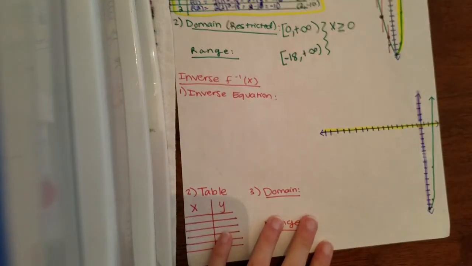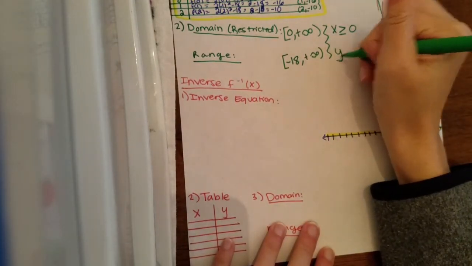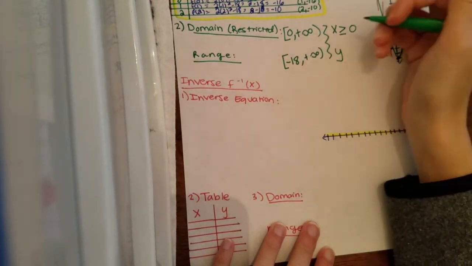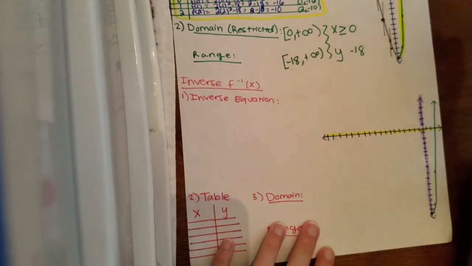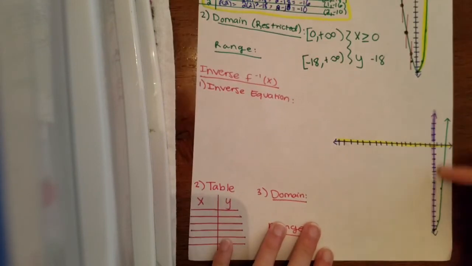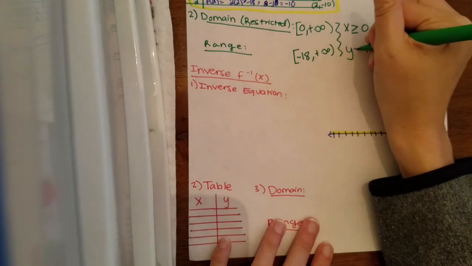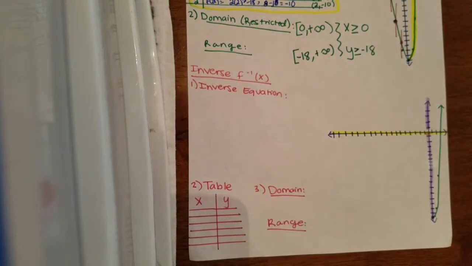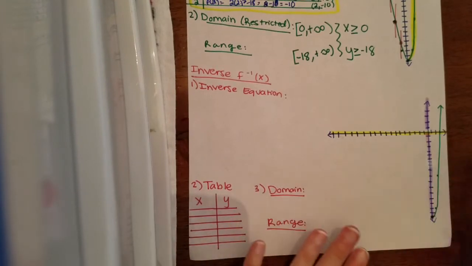Okay, and then our range, this is now y. And we have a -18 involved. You have to ask yourselves, are these values up here larger or smaller than -18? Well, the values up here are larger than -18, and we can equal -18. So we put greater than or equal to. So that is my current domain and range for the original graph.